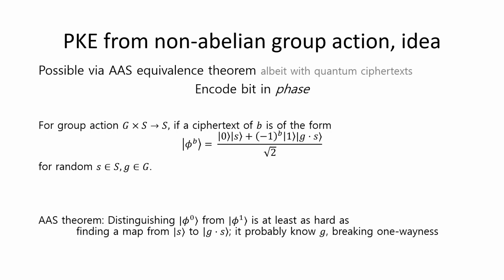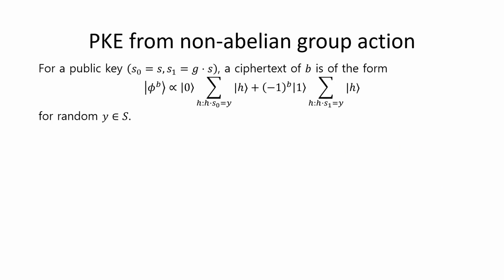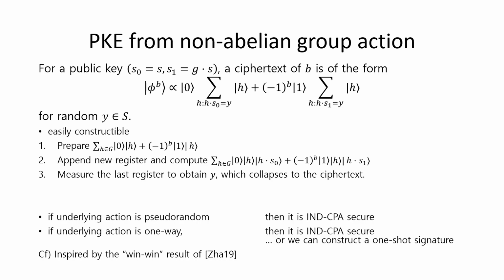So it is a basic idea, but there are many problems. For example, it is hard to construct it from a secret key and a public key. So we came up with another, more complex construction, and it turns out that it is easy to construct from the secret key G and public key S and GS. And we show that if the underlying group action is pseudo-random, then it is CPA secure.